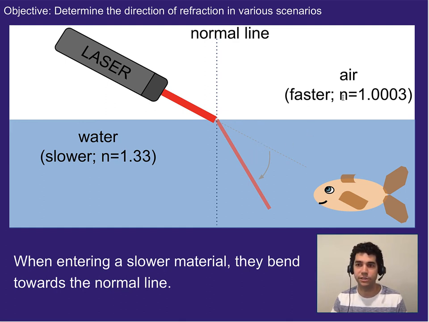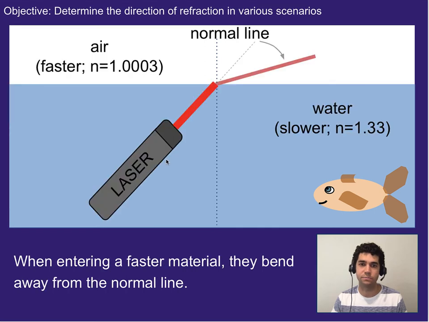Now, one thing to notice here is we have this thing called the index of refraction up here, the N number. This actually tells you how fast or slow light moves in a material. The lower the index of refraction, the faster the material is, and the bigger the number, the slower it is.